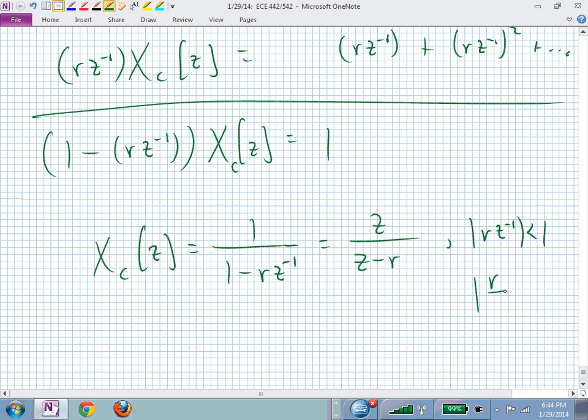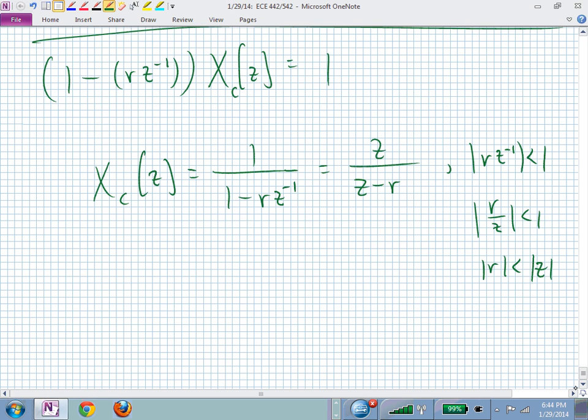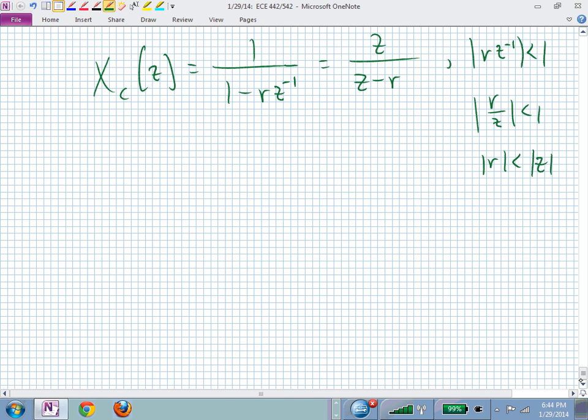Well, that's just r over z less than 1 in magnitude, or that's just z having an absolute value bigger than r. r is now going to define a disk in the z-plane, and our region of convergence needs to be outside of that. We can now sketch this. Oh, that's supposed to be centered at the origin.